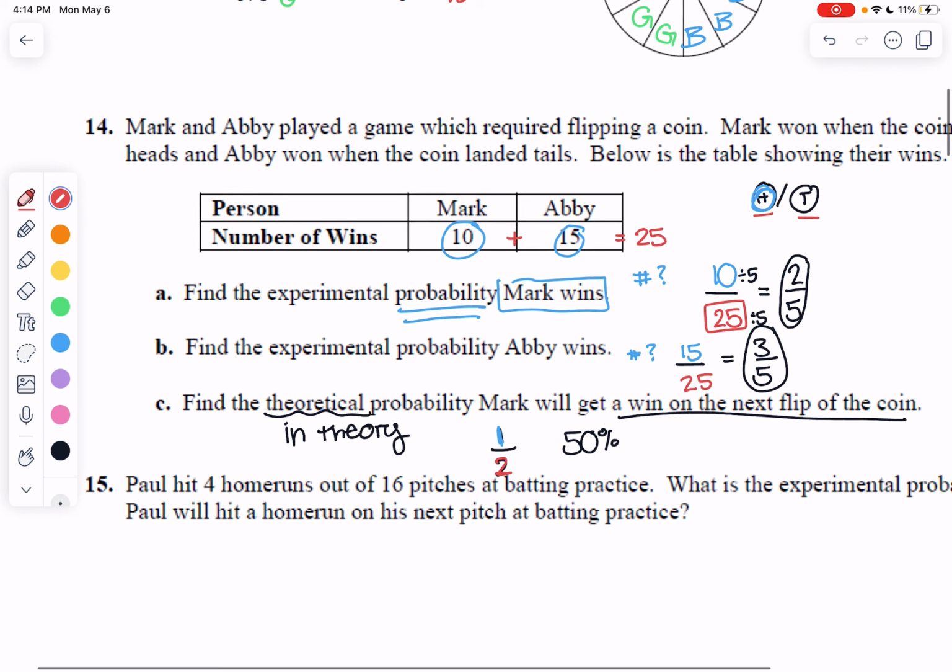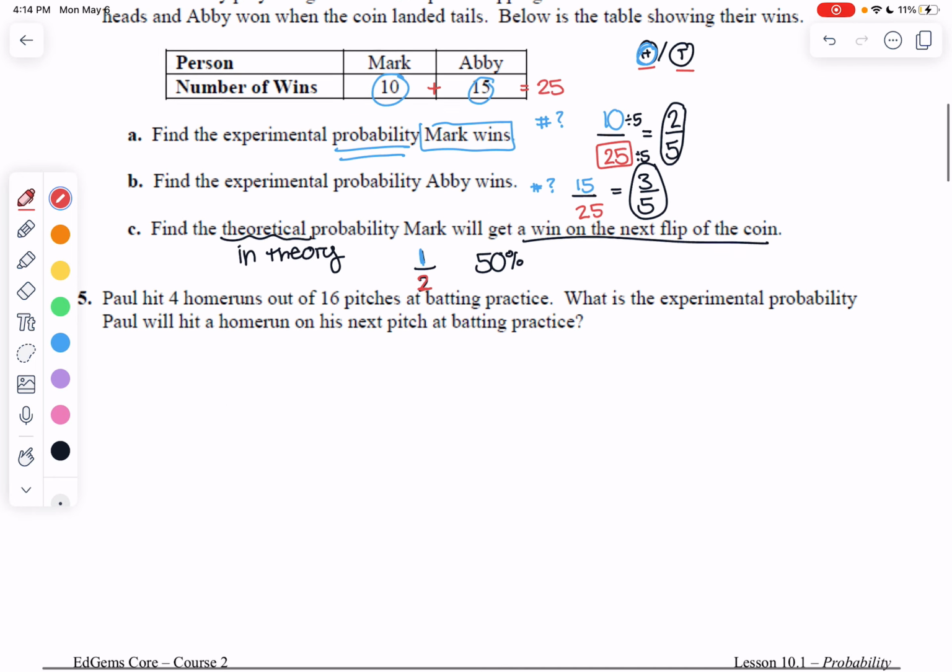All right. Number 15, Paul hit 4 home runs out of 16 pitches at batting practice. So right off the bat, I'm seeing 4 out of 16. That just screams fraction to me when I hear the words out of. I know that 4 is the number of home runs I hit, so kind of like the things I want to happen out of 16 pitches altogether. So 4 home runs out of 16 pitches. It says, what is the experimental probability that he will hit a home run on his next pitch at batting practice?